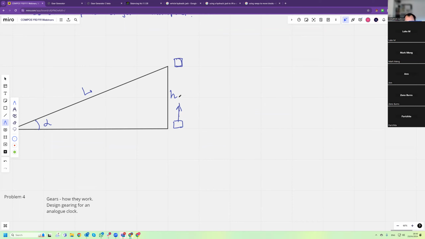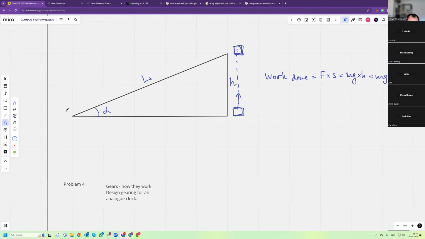Lifting a block directly, work done is the force times the distance moved. And the force is mg, and the distance is h, so it's mgh. Sorry, the work you need to do is mgh.